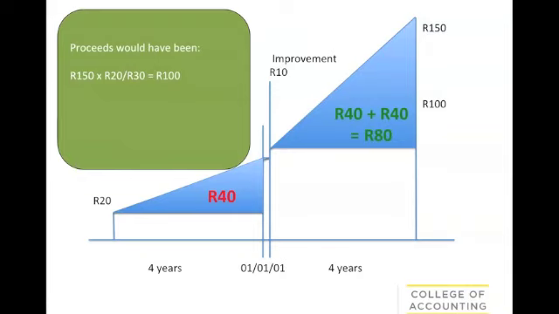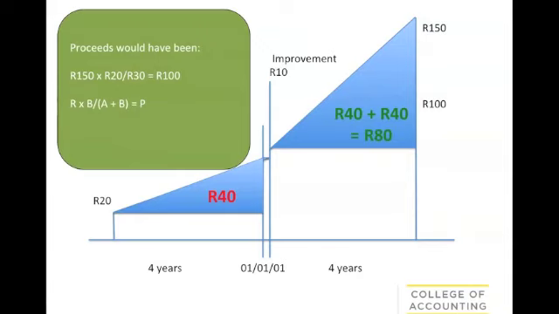How could we get to that 100 Rand? Well, we would take the 150 Rand that we actually sold the house for and multiply it by the expenditure that was incurred before October 2001 as a proportion of all the expenditure that's incurred. The 20 Rand initial purchase price divided by the 20 Rand plus the 10 Rand improvement. So if we hadn't made those improvements, the house would have sold for 100 Rand.